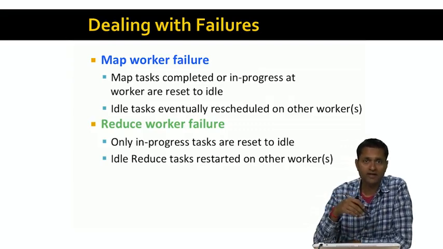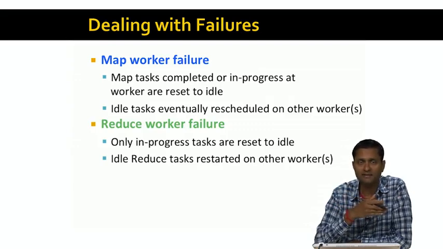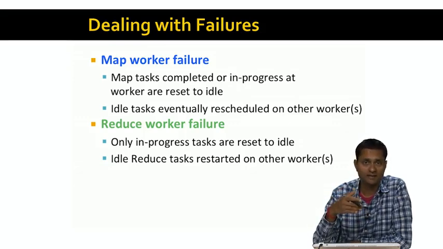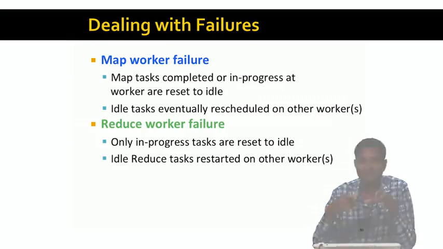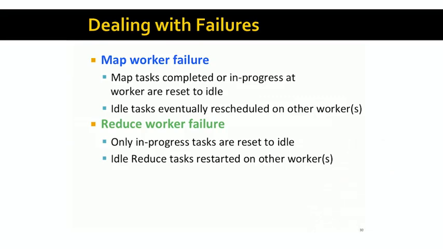If a reduce worker fails, on the other hand, only the in-progress tasks are set to idle. The tasks that have actually been completed by the reduce worker don't need to be set to idle, because the output of the reduce worker is the final output, and it's written to the distributed file system and not to the local file system of the reduce worker. Since the output is written to the distributed file system, it is not lost even if the reduce worker fails. So only in-progress tasks need to be set to idle, while completed tasks don't need to be redone. And so once again, the idle reduce tasks will be restarted on other workers eventually.